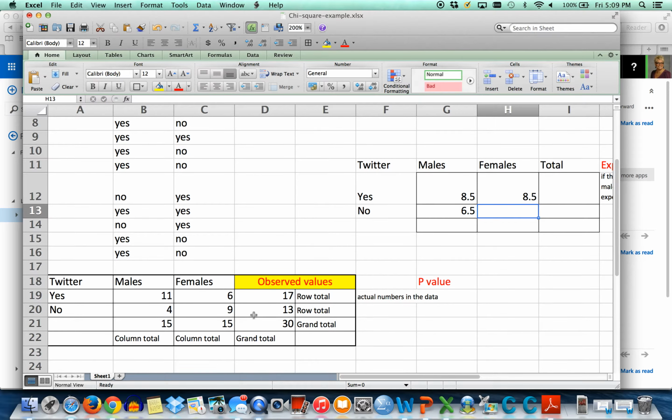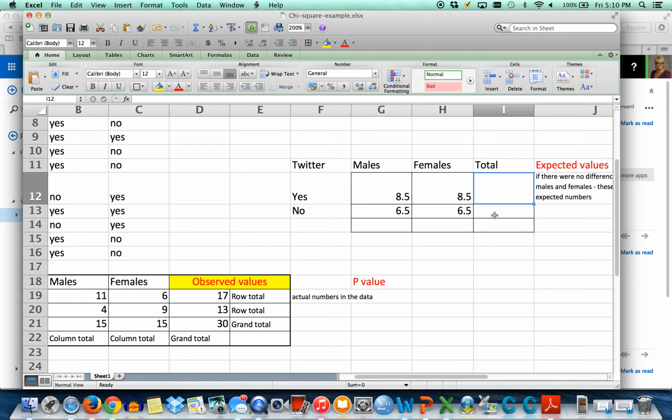And then we do the same thing for here. So this one will be equals, again it's C21 multiplied by, now we want this row total, so this will be D20 divided by D21. Okay.